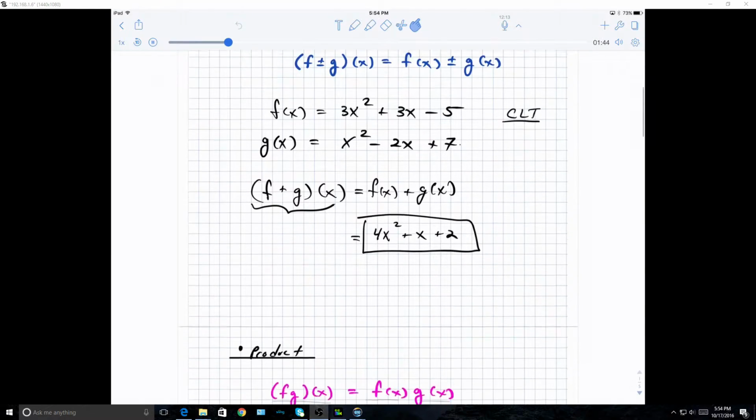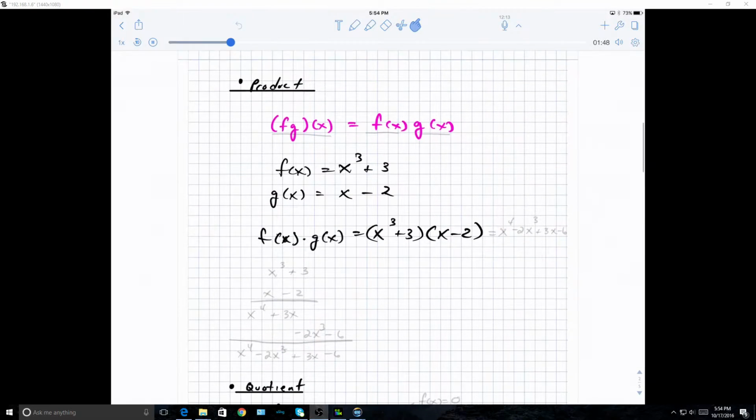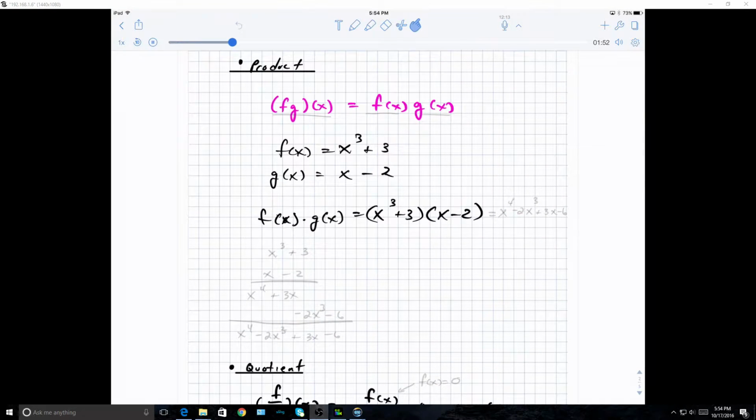If we go on to the product, I've just given another, you know what, I should be using the same ones, but it just takes too long to do, so we'll just use these two here, a new f and g function. So what we're saying in the product, f and g of x, is the product f of x times g of x, or the outputs. So I've written it out here. Now you can FOIL it if you want. I'm just going to use the classic multiplication just to remind ourselves about it and do it out.